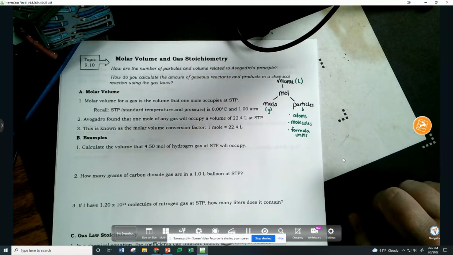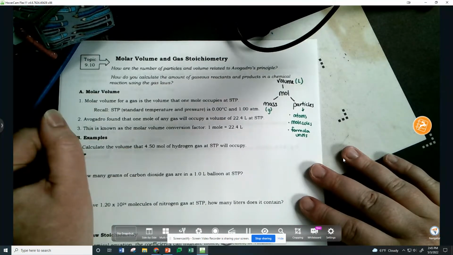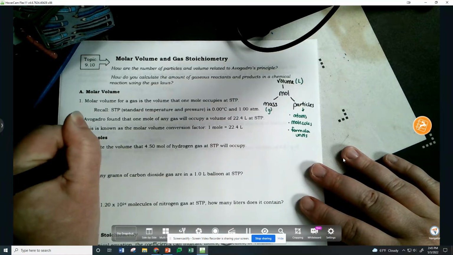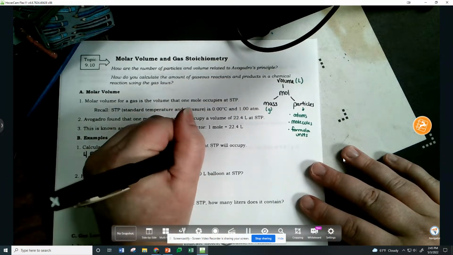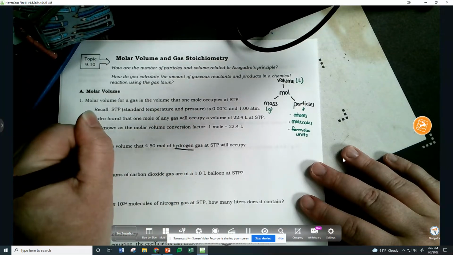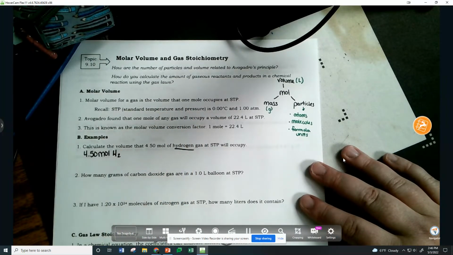So let's look at a couple of examples working with this conversion factor. In the very first one, it asks us to calculate the volume that 4.5 moles of hydrogen gas at STP will occupy. So we have our given of 4.50 moles, and I'm going to go ahead and include the formula. This is hydrogen. Hydrogen is a Hoffenkleiber, so it is H2.